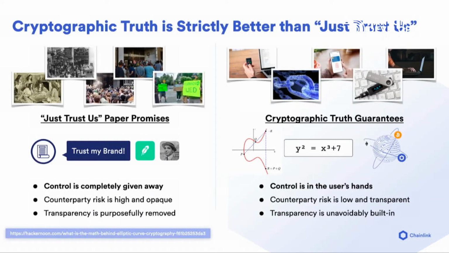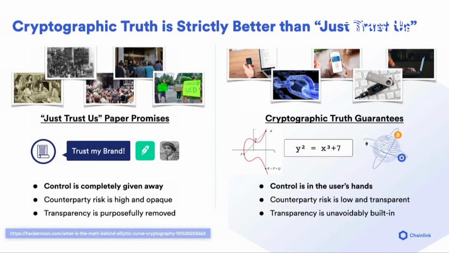Cryptographic truth is strictly better than this just trust us for a few other ways too. Control is completely given away in just trust us paper-based agreements, right? It is not you that is in charge, you're relying on someone else. And the counterparty risk is high, and oftentimes it's opaque. You don't know necessarily what's going on and what the other party wants and how they're going to operate. And transparency is sometimes purposefully removed.